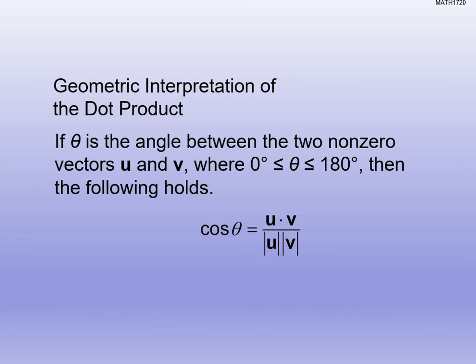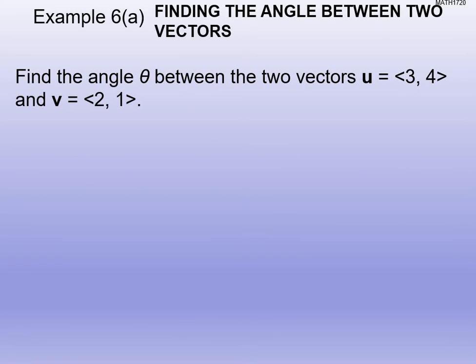Next, the geometric interpretation of the dot product. In fancy words, we're just finding the angle between two vectors using the dot product method. If we have two vectors, u and v, and the angle is anywhere between 0 and 180 degrees, then we can say that cosine of theta is equal to u dot v divided by the magnitude of u times the magnitude of v. To get the angle, remember you're going to have to do cosine inverse of that ratio.